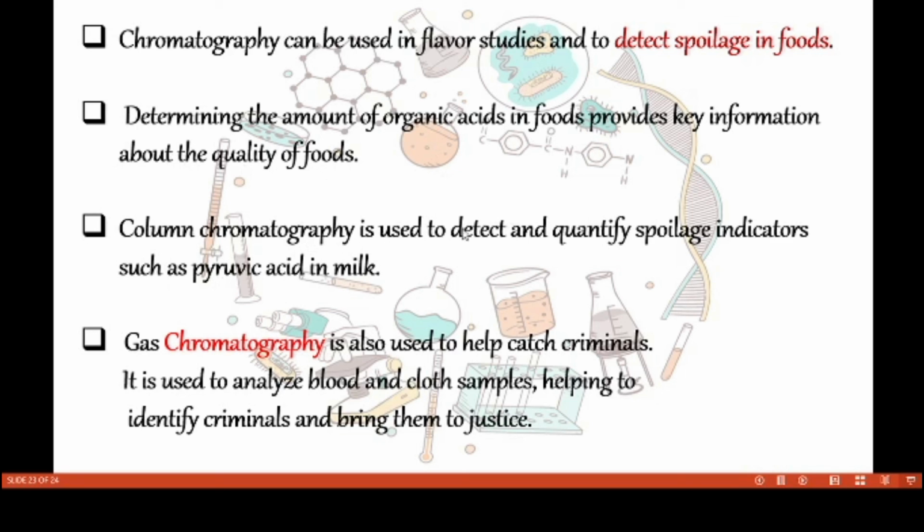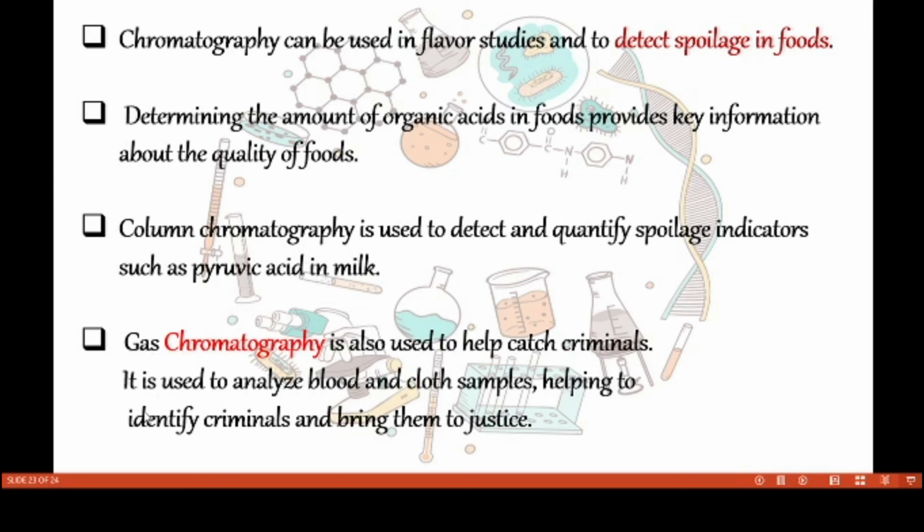And to find out the indicators, for example, milk has pyruvic acid, to find out the amount and the quality of the pyruvic acid present in the milk, we use the chromatography method.